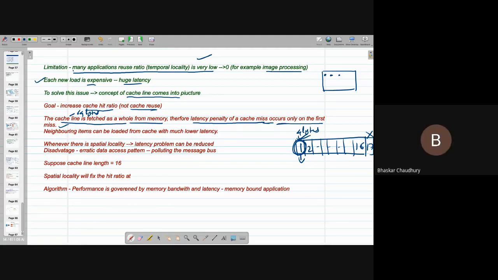Yes, sir. Let's talk about a simple array, let's say A[i] is equal to... Excuse me, sir, how is cache hit ratio different from cache reuse? Because every time we have a hit, we have a reuse of cache.